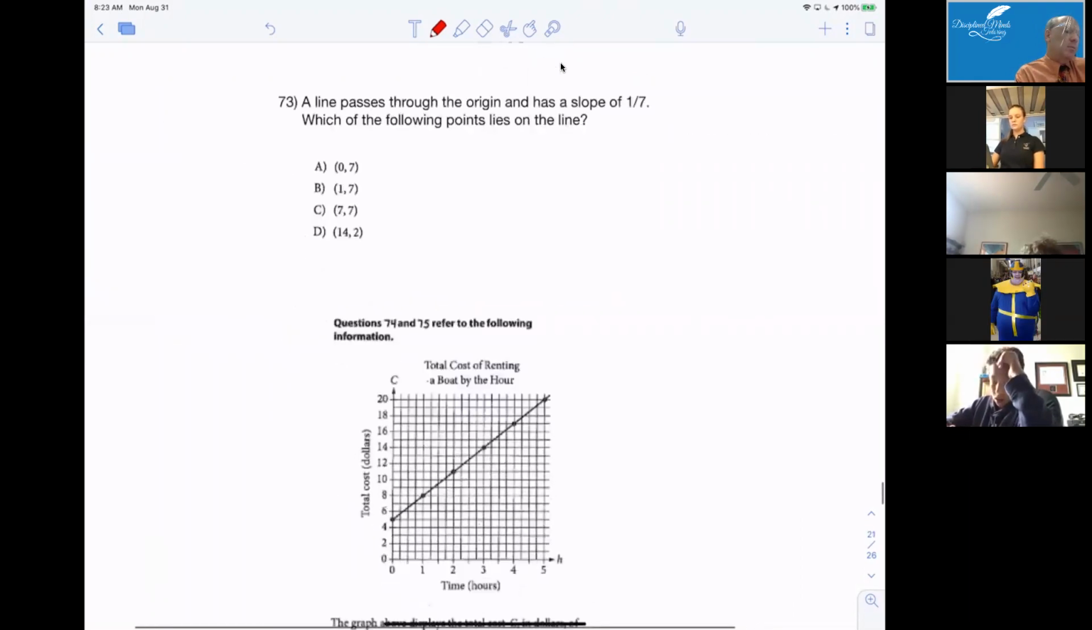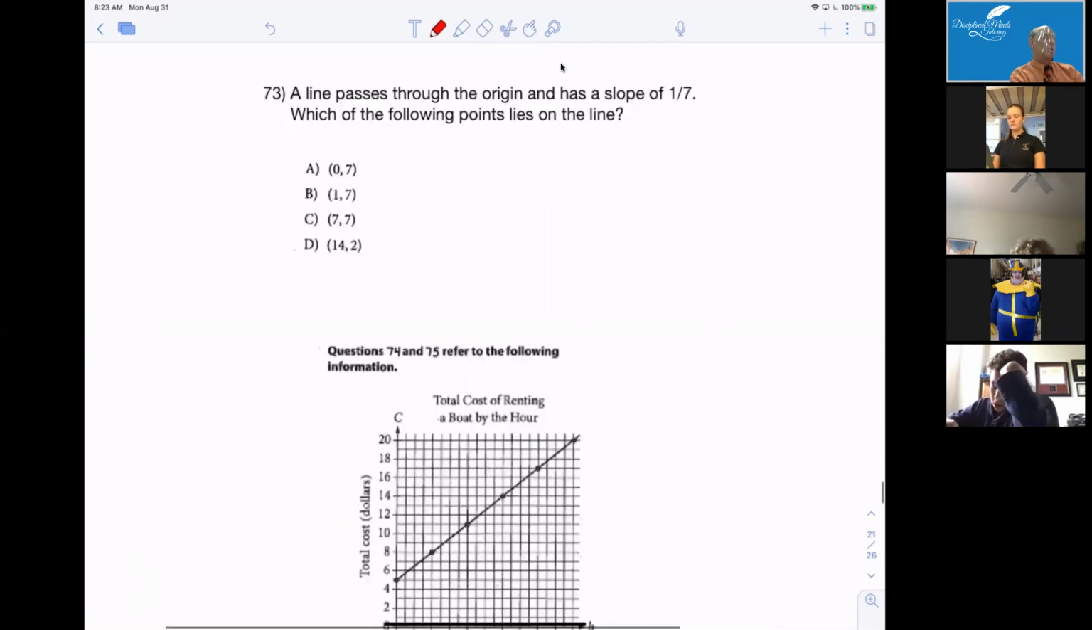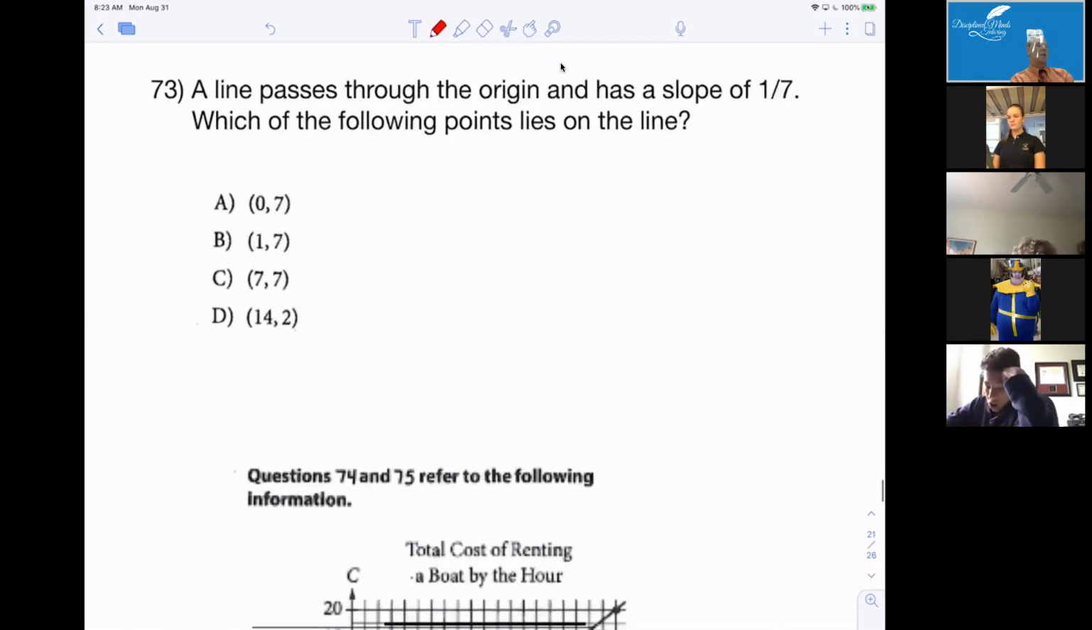SAT problems. Question 73. A line passes through the origin and has a slope of 1/7. Which of the following points lies on the line? All right, guys, come on. Think it through real quick. And then, who is going to give me the answer? AC, tell me. Why D?